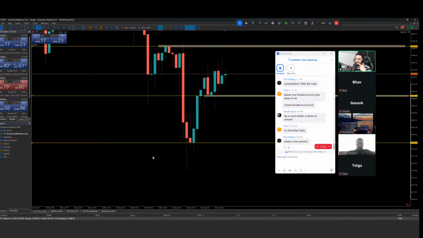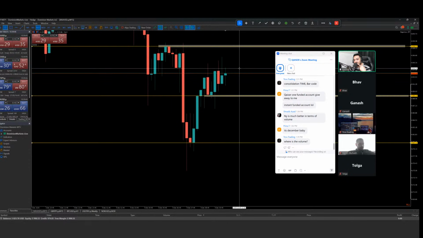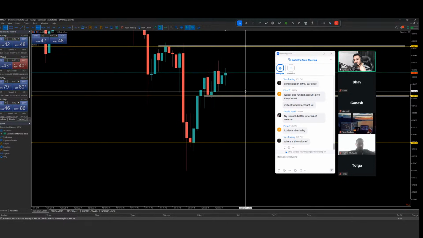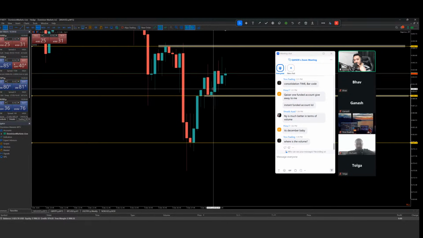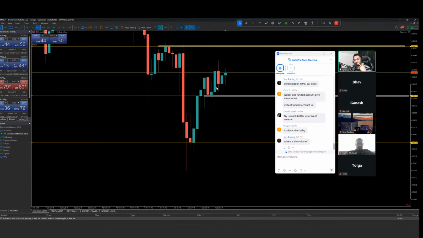Okay. So the M15 6:45 MT5 time candle buy setup is correct, 4190 above. 4190 above. This one. Don't think so. No, no, no.